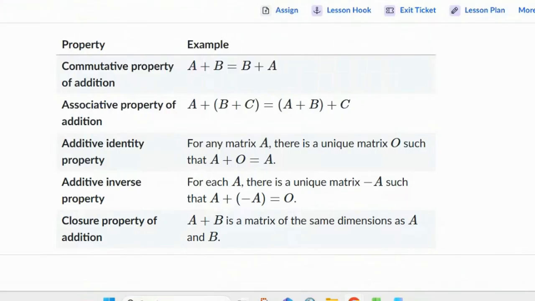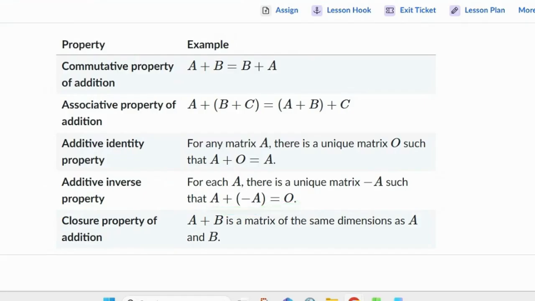Then the additive inverse property. It says if I add the opposite of a number, I get 0. 6 plus -6 equals 0. Well, with a matrix, it works the same way. Matrix A plus the opposite of matrix A will give us a 0 matrix.